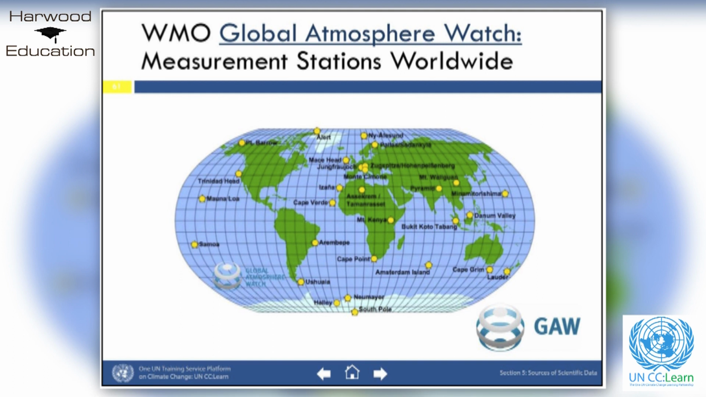WMO Global Atmosphere Watch, measurement stations worldwide. The Global Atmosphere Watch, GAW program of WMO, provides reliable scientific data and information on the chemical composition of the atmosphere, its natural and anthropogenic change, and helps to improve the understanding of interactions between the atmosphere, the oceans, and the biosphere. The backbone of the GAW program is a global network of more than 80 measurement stations as seen on this map.